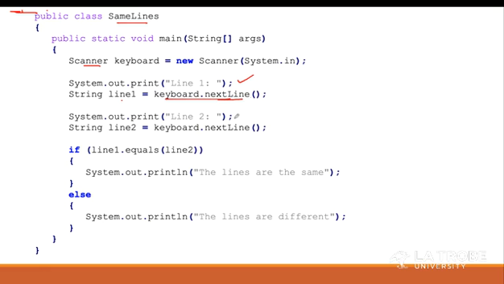For line 2, again, we are asking the user to enter another line and accepting that and storing it inside variable line2. Now we are checking if line1.equals(line2), if they both are the same, then you print that the lines are the same, else the lines are different. You can also replace this equals with equalsIgnoreCase if you want to ignore the case. In that case, even if it's a mixture of uppercase and lowercase, it will still print the same.